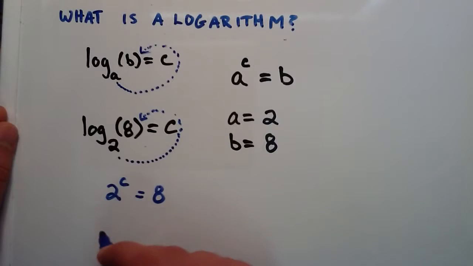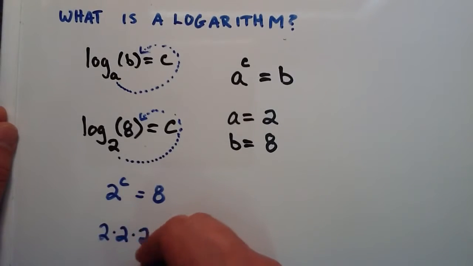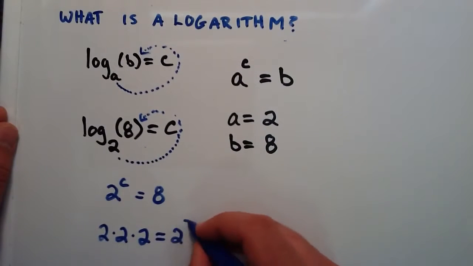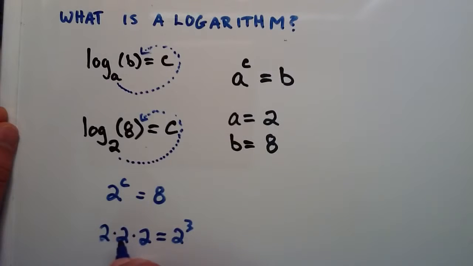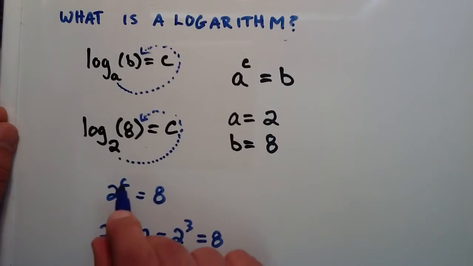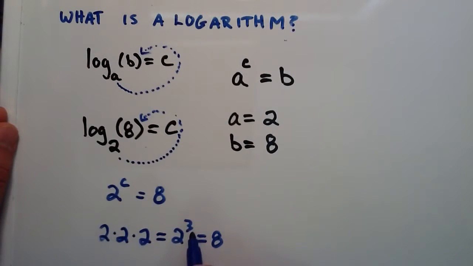And it turns out that 2 times itself 3 times, 2 times 2 times 2, 2 multiplied by itself 3 times is the same thing as 2 to the third, and 2 times 2 is 4, 4 times 2 is 8, so this equals 8. So our C has to be equal to 3. 2 to the third equals 8, 2 to the C equals 8, C equals 3.